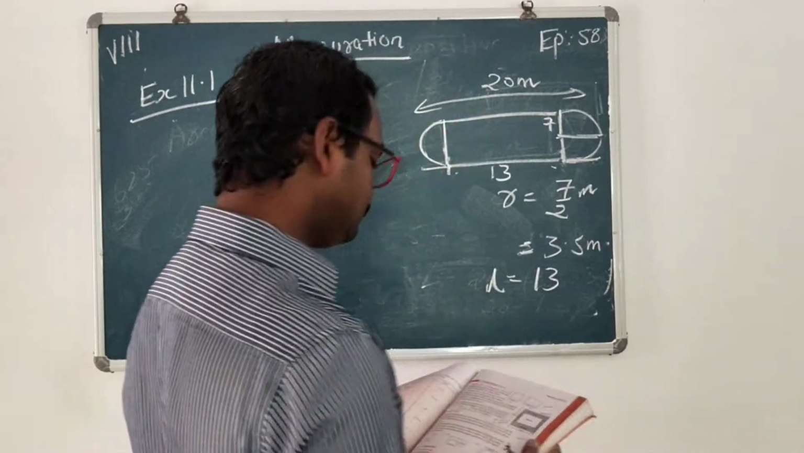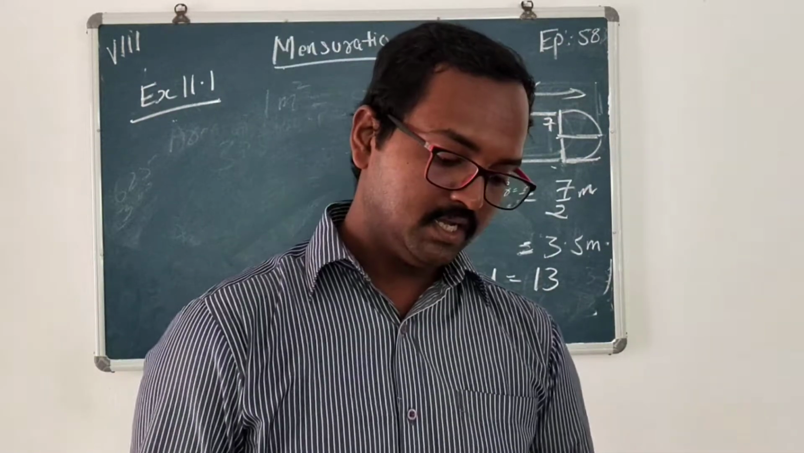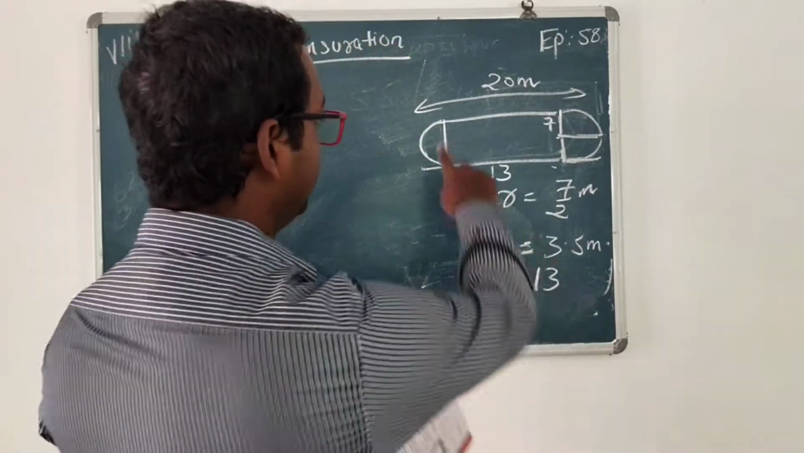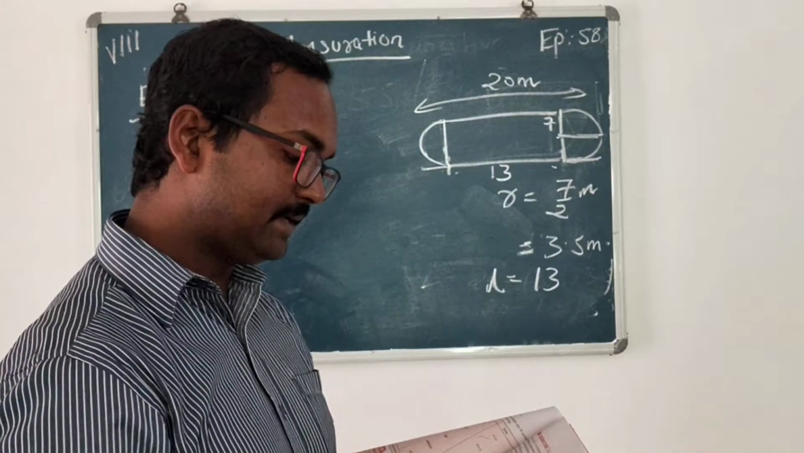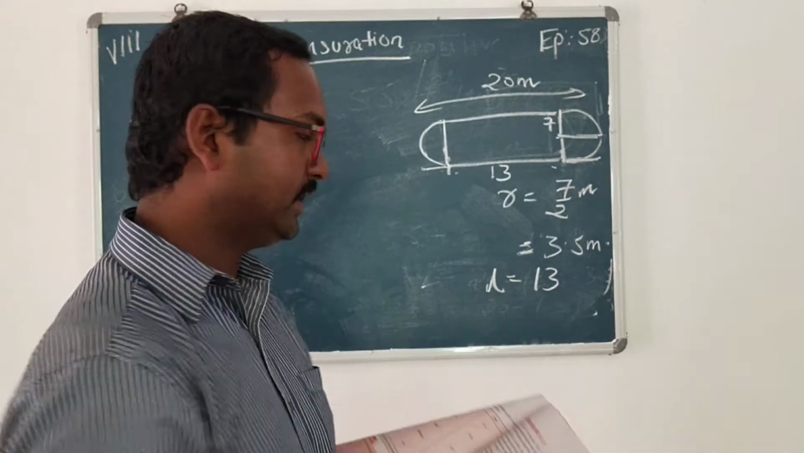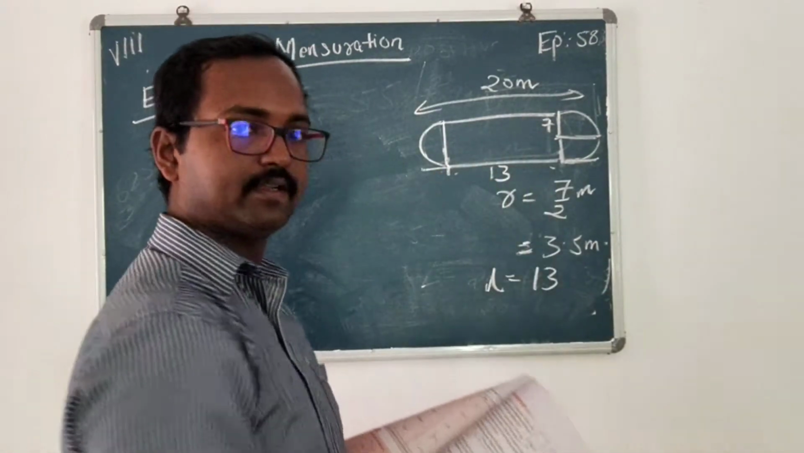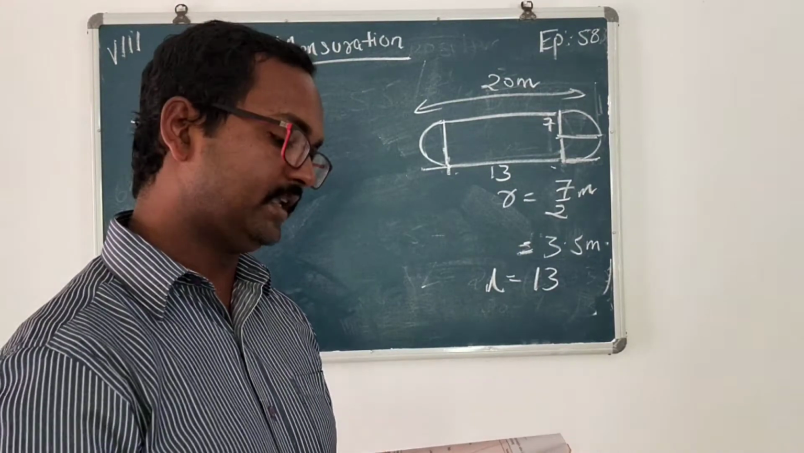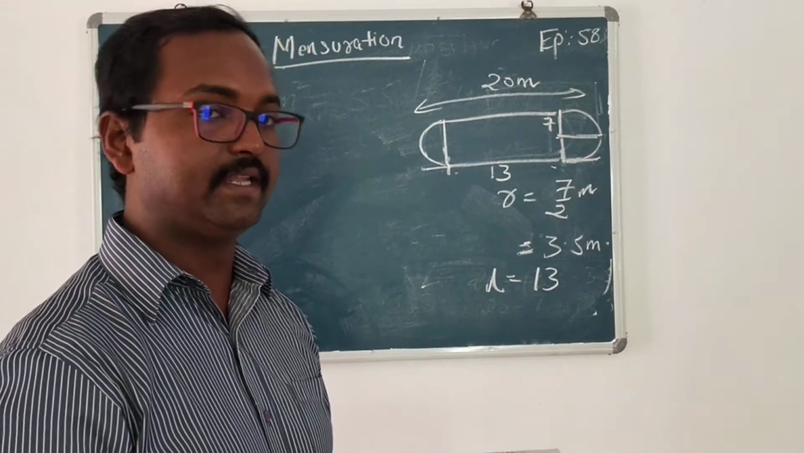Okay. Now let's read the question. The shape of a garden is rectangular in the middle, and semicircular at the ends, as shown in the diagram. Two semicircles are there. Find the area and the perimeter of this garden. So we have to find the perimeter as well as the area.